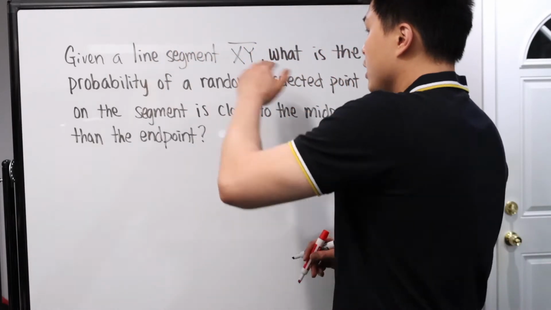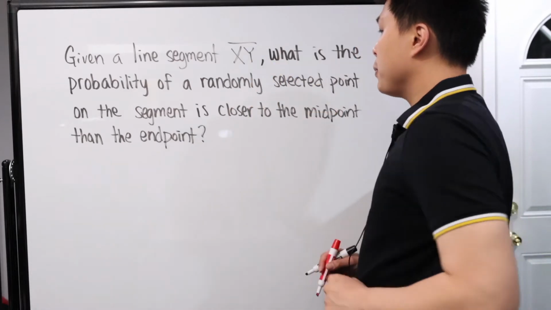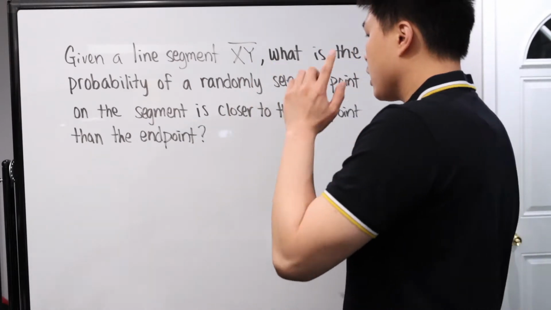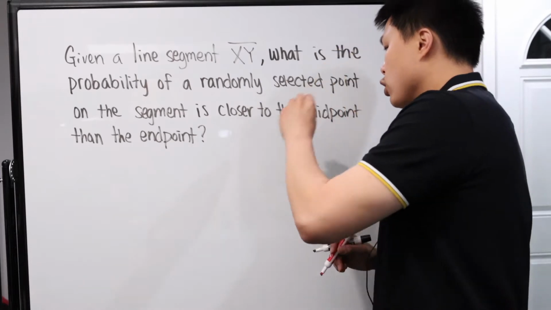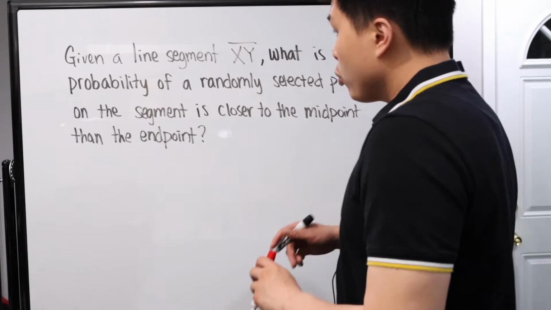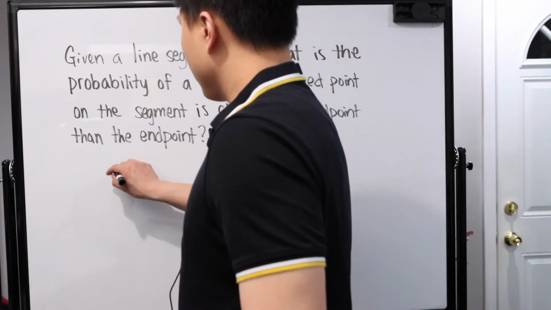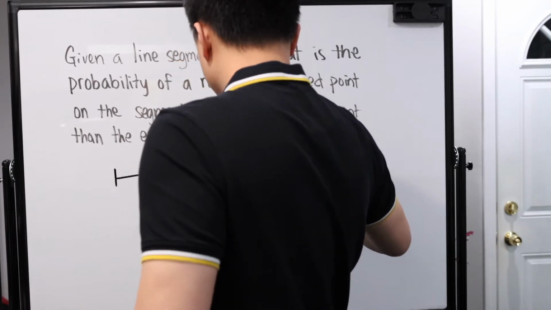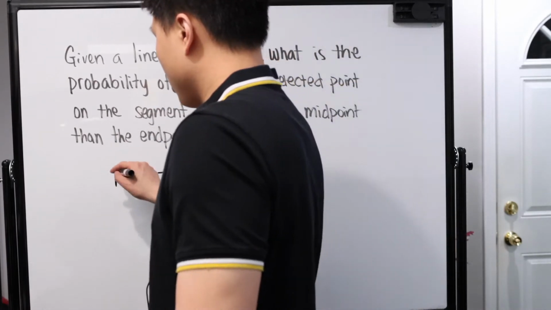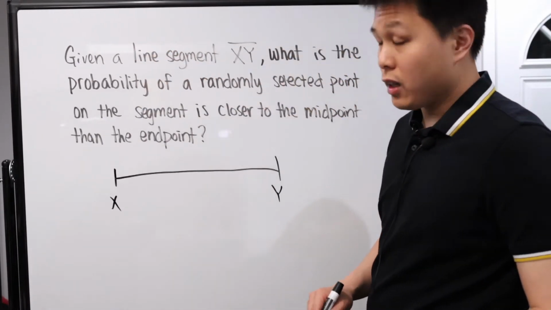Let's look at this. Given a line segment XY, so that's the name of our line segment, what is the probability of randomly selecting a point on the segment that is closer to the midpoint than to the endpoints? So if we wanted to visualize this, what would we do? Well, first and foremost, we would draw a line segment, and I'm just putting these so it's easier to see. Of course, usually it's just points, right? You have your X and Y, that is the name of the line segment.